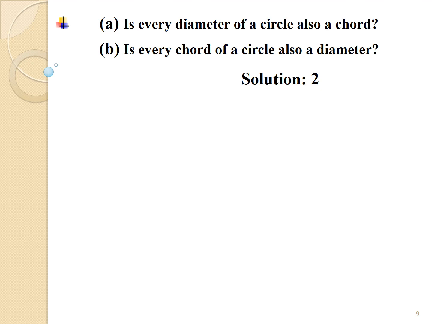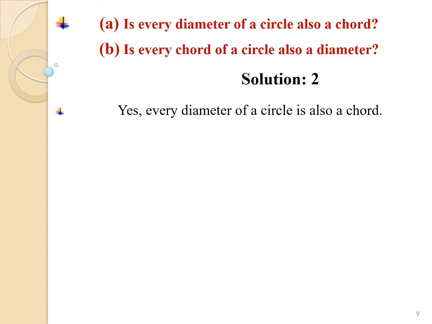Now question number 2. Sub question A. Is every diameter of a circle also a chord? And sub question B. Is every chord of a circle also a diameter? Solution of sub question A. Yes, every diameter of a circle is also a chord, as we know that the diameter is the longest chord.